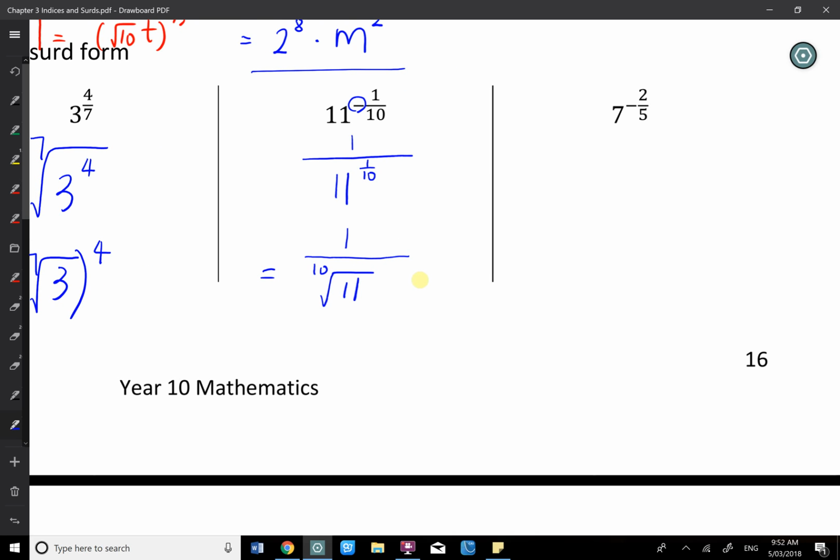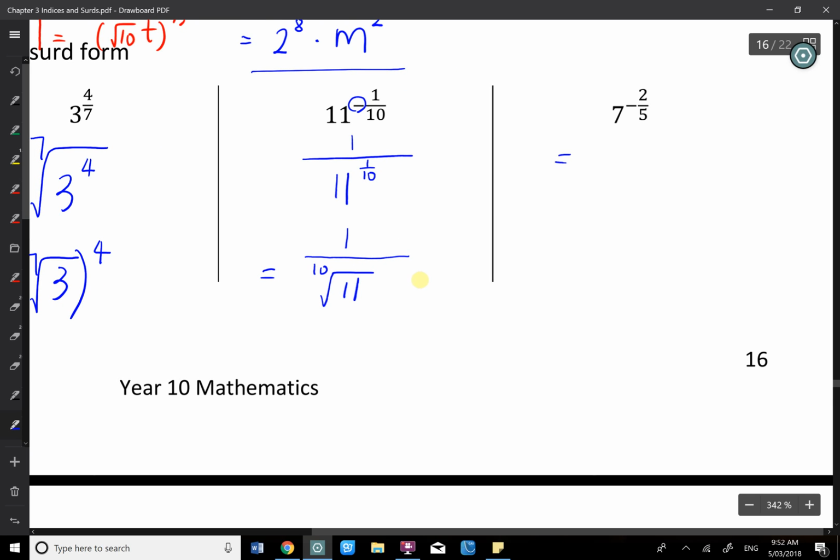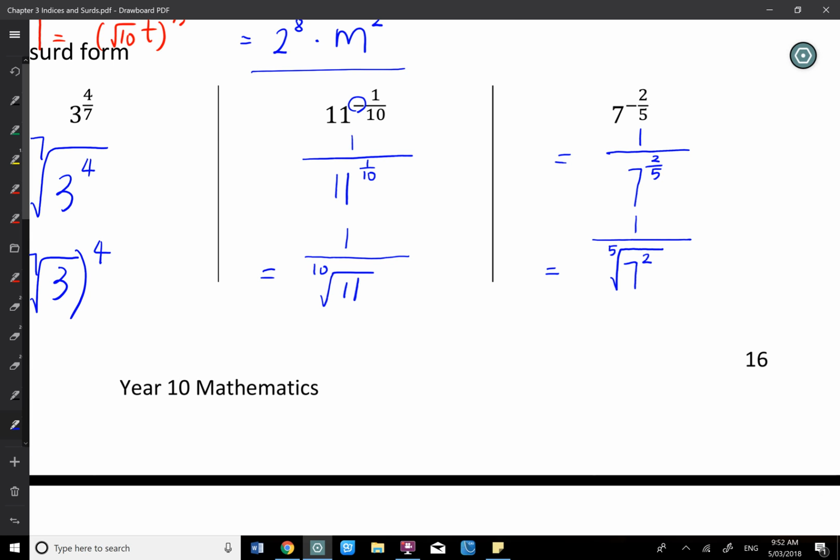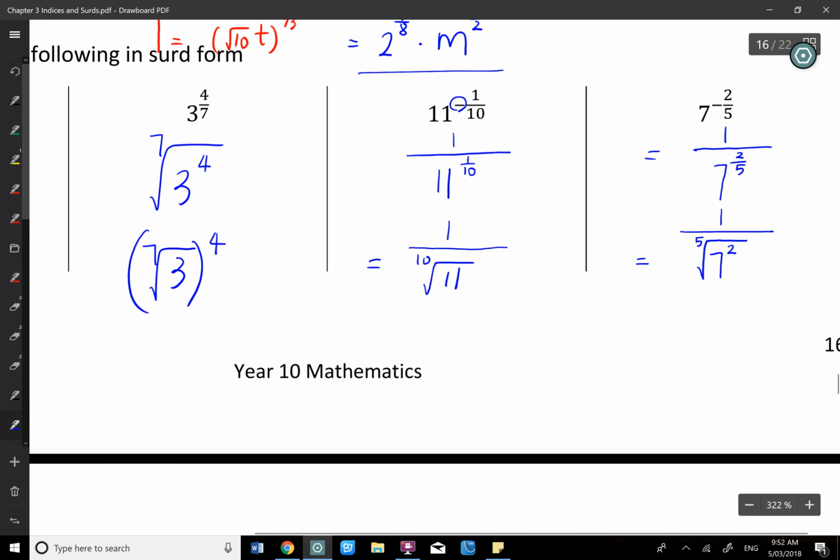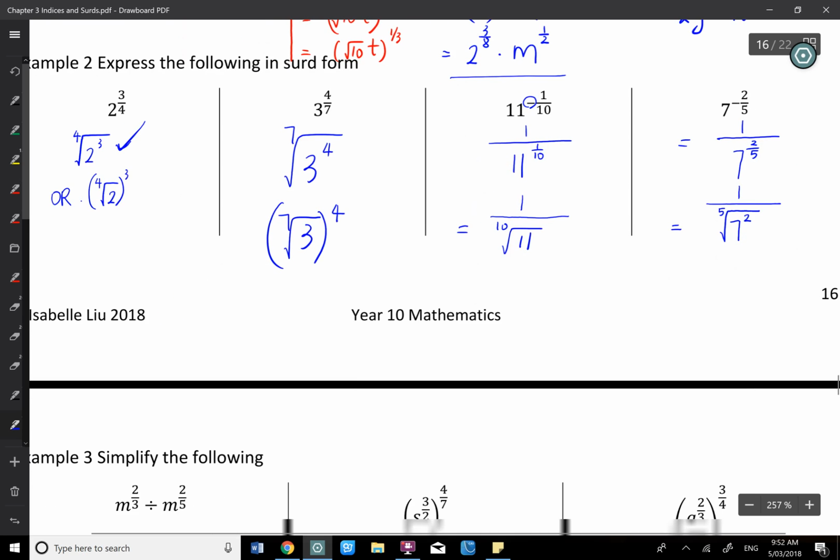Okay, next one's the same. That is 1 over 7 to the power of 2 on 5, and that is 1 over 7 to the power of 2, then to the 5th root. Okay, so that's example 2.